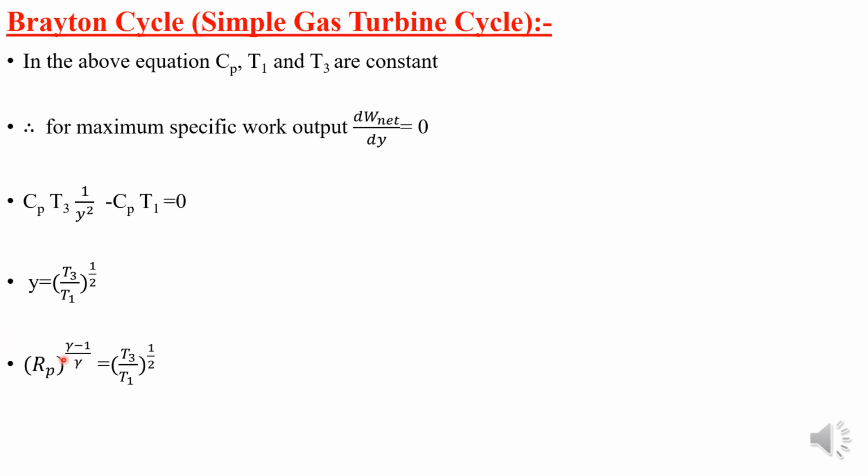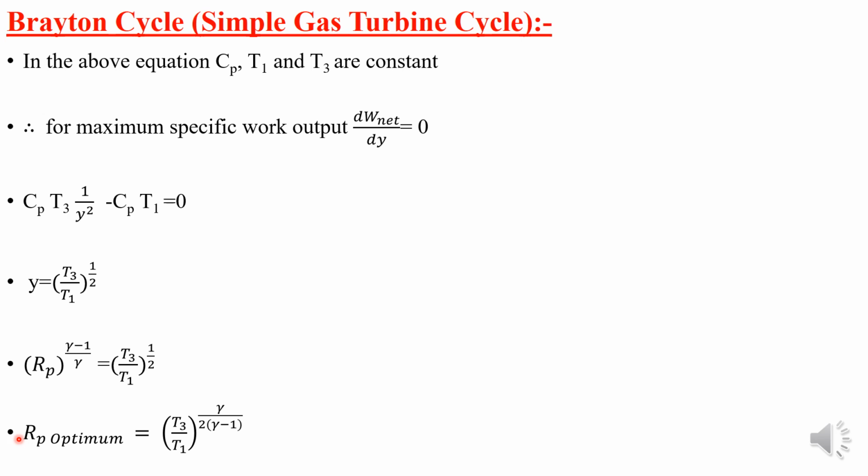Now bring this term to the other side. Whenever you bring indices to the other side of the equation, gamma will be the numerator and gamma minus 1 will be the denominator. So Rp, the optimum pressure ratio, is nothing but (T3 by T1) to the power 1 by 2 into gamma by gamma minus 1. In this way you will get the expression for the optimum pressure ratio.